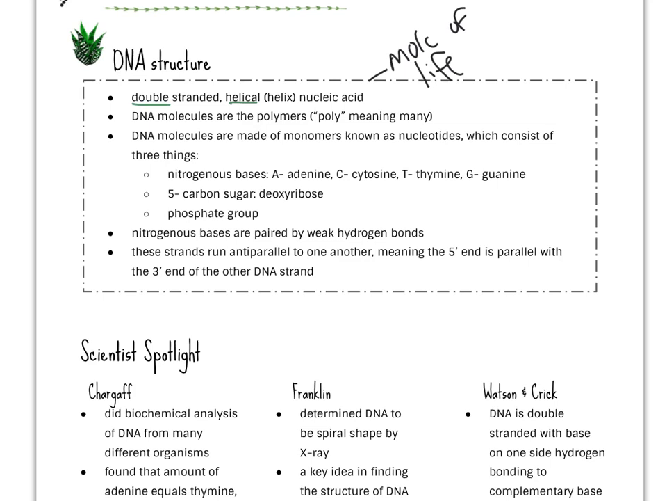Another detail about them is that DNA molecules are the polymer. So polymer with poly meaning many. So when we say that it's the polymer, that just means that there are many things making up the DNA molecule. There are many little pieces that go to build the molecule. So DNA molecules are made of the monomers, because mono means one. So the things that the polymer is built of are the monomers, known as nucleotides.